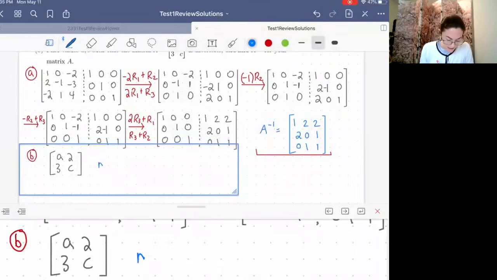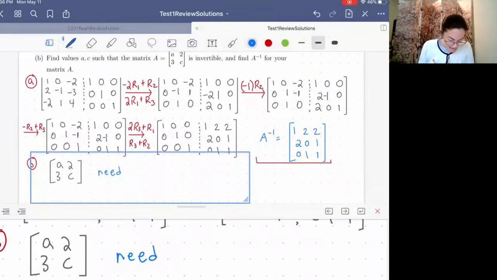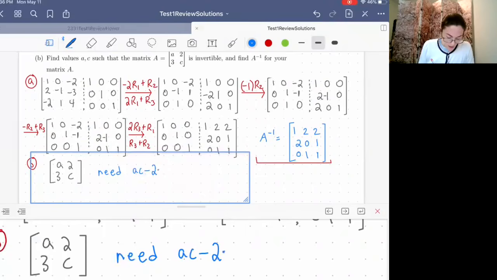So let's write that here. What I need for this to be invertible, because it says find values A and C, we can just find one set, one A, one C, that work together such that this little 2 by 2 matrix is invertible, and then we'll find A inverse for our specific choice. Okay, so what we need is that AC minus 2 times 3 is not equal to 0. So you have a lot of freedom with your choice of A and C. Just don't make them multiply to 6 and you're good.